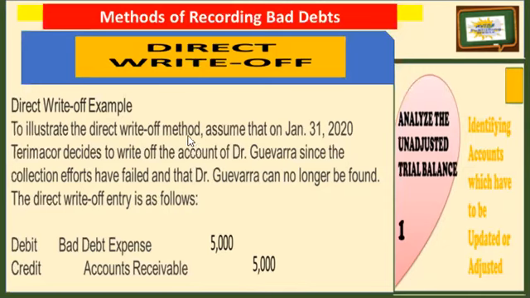So if here we have Dr. Guevara who failed to pay the accounts due from him, we're going to debit bad debt expense and credit accounts receivable. But if there's no showing that Dr. Guevara will not be able to pay his credit, then there will be no entry for this. Not even an allowance, because this is the direct write-off method.